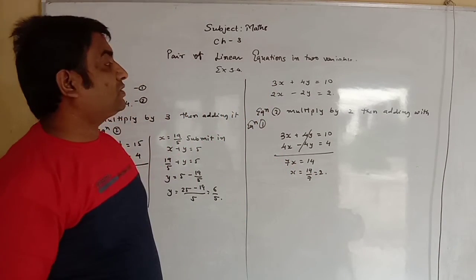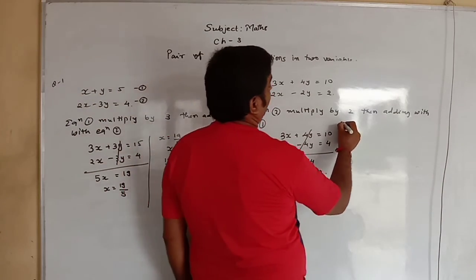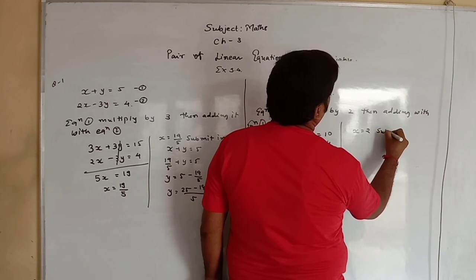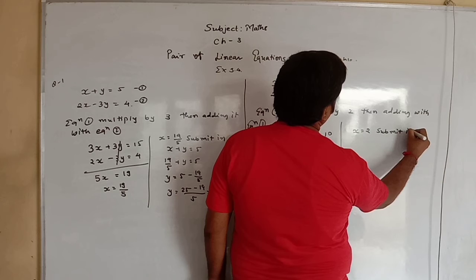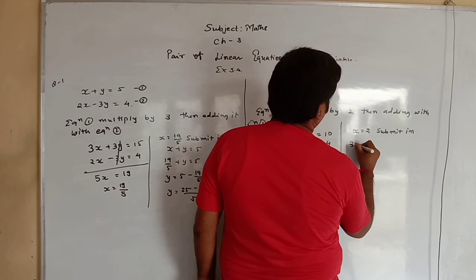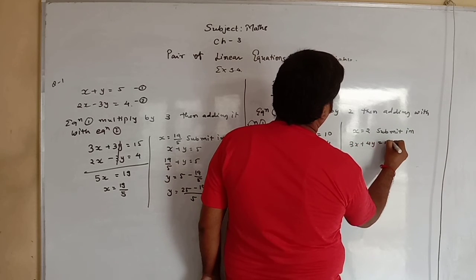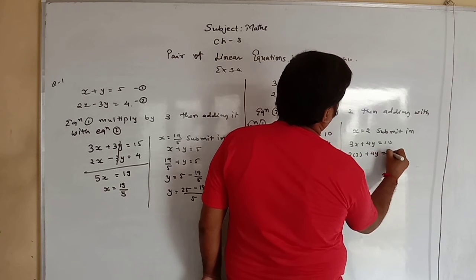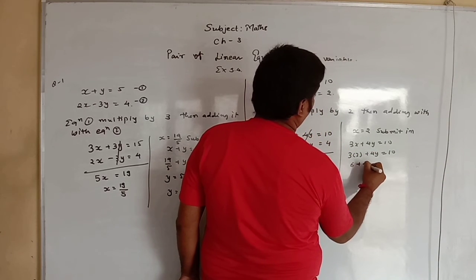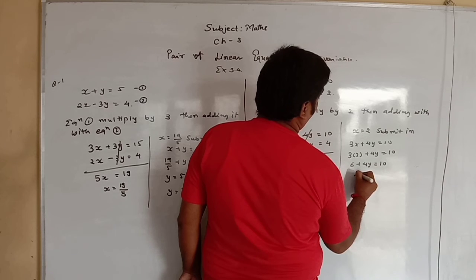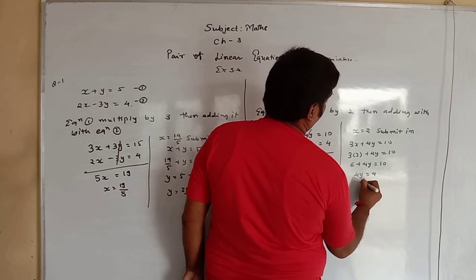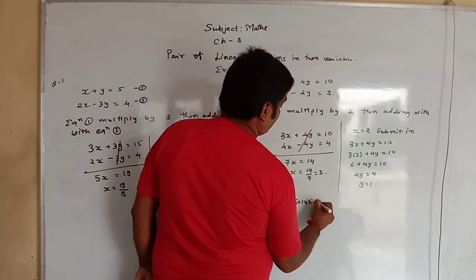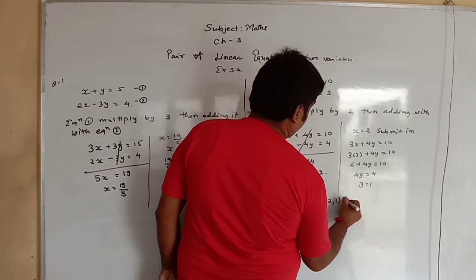Now x equals 2, we substitute in 3x plus 4y equals 10. So x equals 2, substitute in 3x plus 4y equals 10. Then 3 into 2 plus 4y equals 10. So 6 plus 4y equals 10. So 4y equals 4. So y equals 1. So the solution is x equals 2, y equals 1.